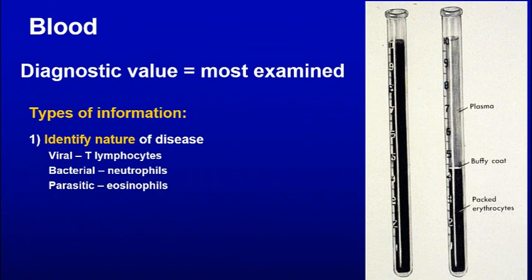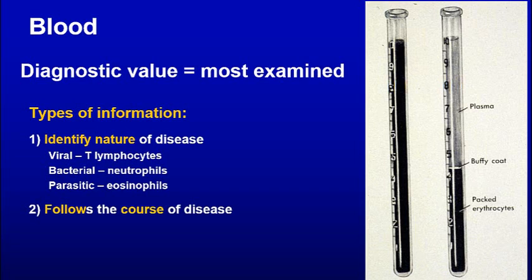It's the most examined tissue in the body, and there are three basic types of information you can get from blood. One is you can identify the nature of the disease by what cell types are high in concentration. If it's a viral infection, you probably have more T lymphocytes. If it's a bacterial infection, you've got more neutrophils. If it's a parasitic infection, you've got more eosinophils. So when you go to the doctor and he wants to pull blood, that's the reason he does it.